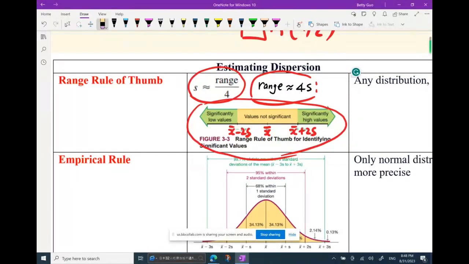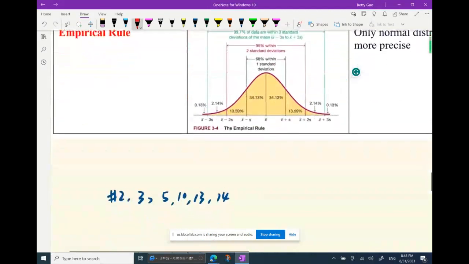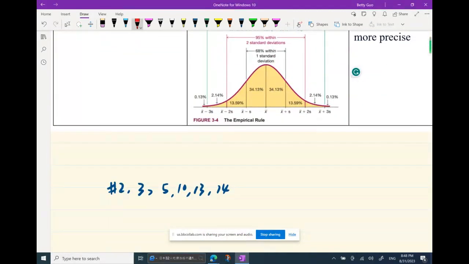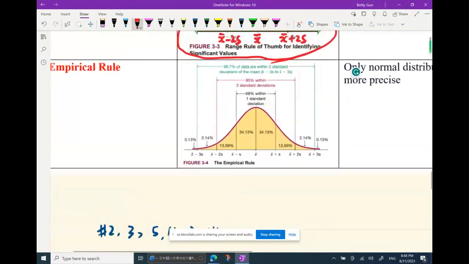All right? Any question about the range rule of thumb? The range rule of thumb is just an approximation. It assumes the majority of the values fall within 2 standard deviations of the center. And this rule applies to any distribution. Any distribution. Any questions about the range rule of thumb? I have some questions about applying those rules, but we probably don't have the time for that.